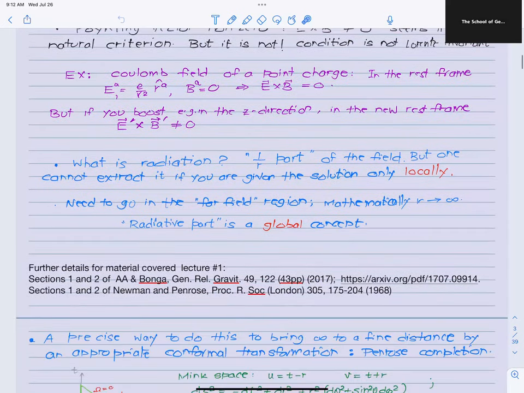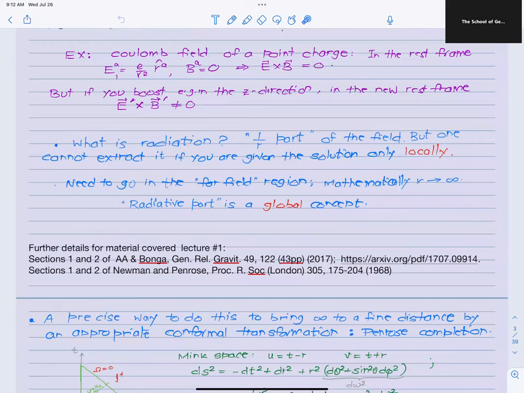And usually, it is really said to be the 1 upon r part of the field. But you cannot extract the 1 upon r part of the field if you are given the solution just locally. For example, in your room, if you know the solution, you don't know how to get the 1 upon r part of the field with respect to the sources. So you need to go to the far field region, and mathematically, that corresponds to r equal to infinity. Therefore, the radiative part is kind of a global concept.